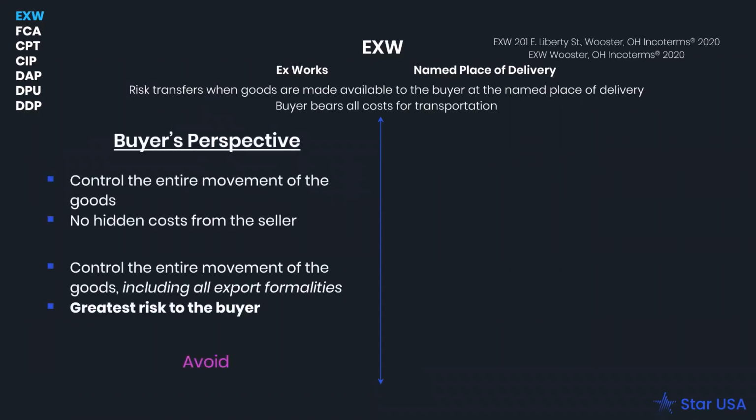So the buyer controls the movement of the goods. That can be an advantage for the buyer because they have that full control. And there are no hidden costs in the price that you're paying to your seller. One of the cons can be controlling the entire movement of the goods, including all export formalities. Most foreign buyers, particularly when buying from the US, find it very difficult to affect export from that country because you need to navigate their export rules and requirements. And this therefore accrues the greatest risk to the buyer.